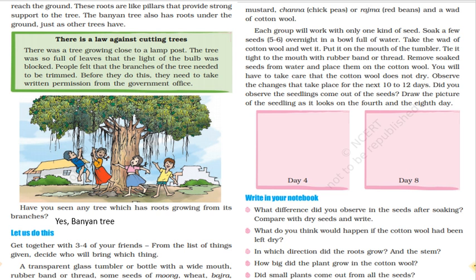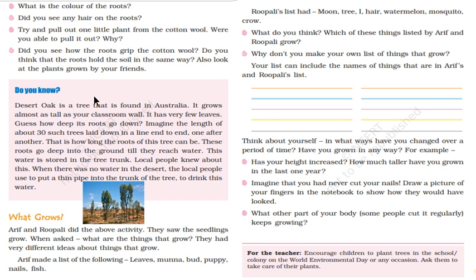Okay. Next is, do you know, a desert oak is a tree that is found in Australia. It grows almost as tall as your classroom wall. It has very few leaves. Guess how deep its roots go down. Imagine the length of about 30 such trees laid down in a line, end to end, one after another. That is how long the roots of this tree can be.